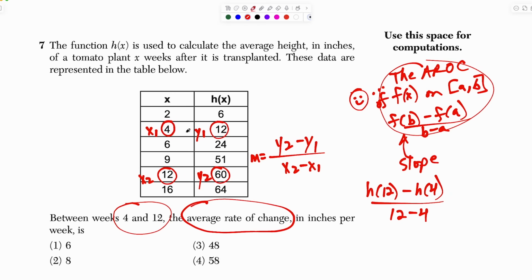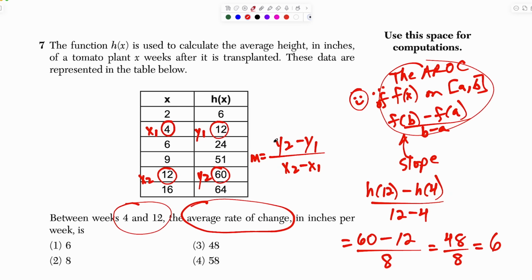H of 12, if we look, the function value when x is 12 is equal to 60. So this gives us 60 minus h of 4, which is the function value when x is 4, and the function value when x is 4 is 12. Then we divide by 12 minus 4, which is 8. That gives us 60 minus 12 is 48, divided by 8, which is going to give us 6.